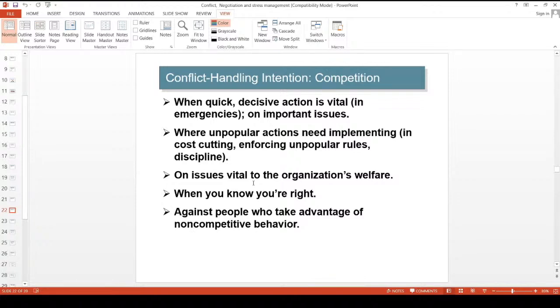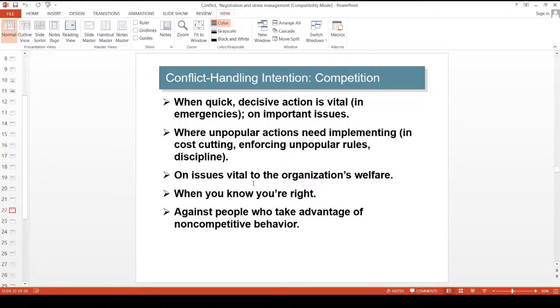Now, in a competing sort of situation, we discussed that we usually focus on the win-loss situation. In a win-loss situation, one party is the winner. We accept the viewpoint of one party and we completely reject the viewpoint of the other party. So this is not usually a popular situation, and we'll have to enforce it on the parties. So we'll have to be careful about the discipline. Whenever unpopular actions are required to be implemented, we use this sort of strategy, that is competing.